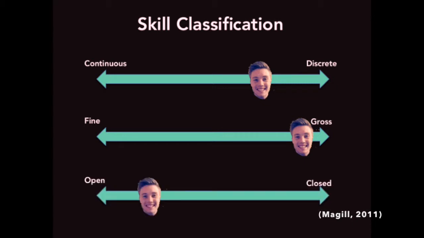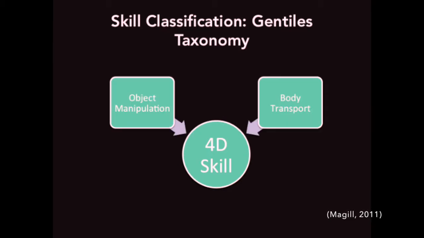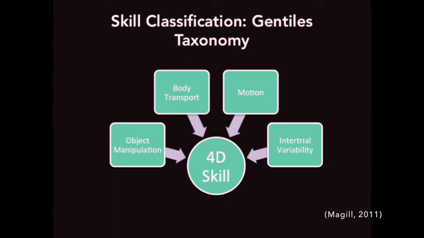The kick can also be described as an open motor skill rather than a closed motor skill, due to the changing requirements of the skill and the variable environment that it's performed in. Classifying the skill using Gentile's taxonomy describes it as a 4D skill. This is because it involves object manipulation, body transport, being in motion when performing the skill, and intertrial variability. A 4D skill is the hardest skill to perform.